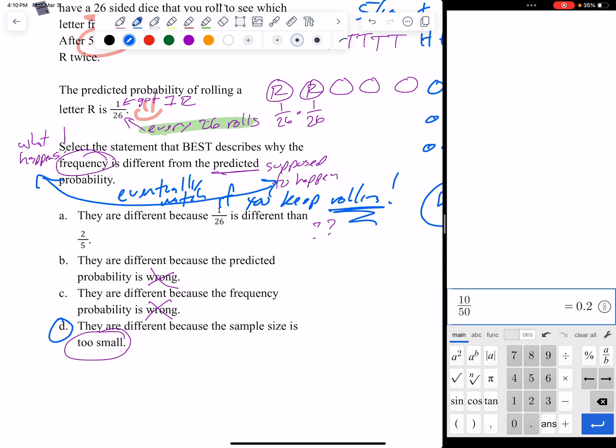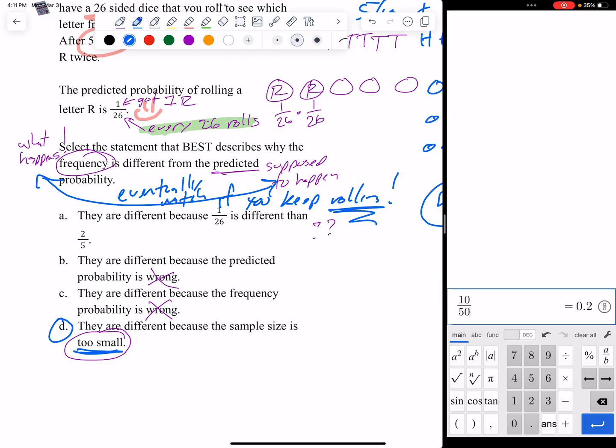So if you keep flipping the coin, eventually it'll be 50-50. If you keep spinning or rolling the dice, eventually everything will be 1 out of 6. Okay? That's what it's saying here. If I keep rolling this dice, it'll eventually always be 1 out of 26. It might be a couple hundred or thousands or millions. I don't know. But eventually it should be the same. I just got to keep going. So this one was too small. Ugh. That was a tough one for the end.